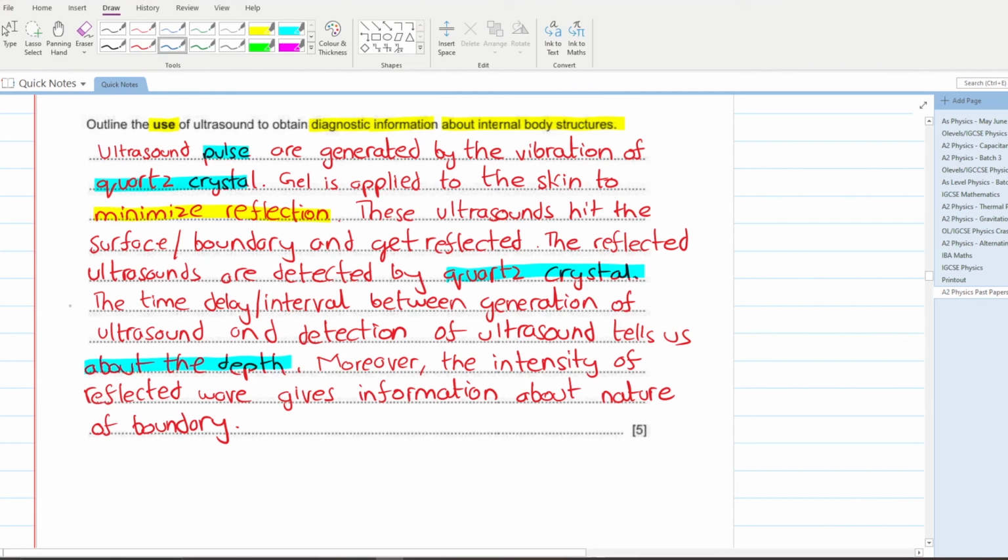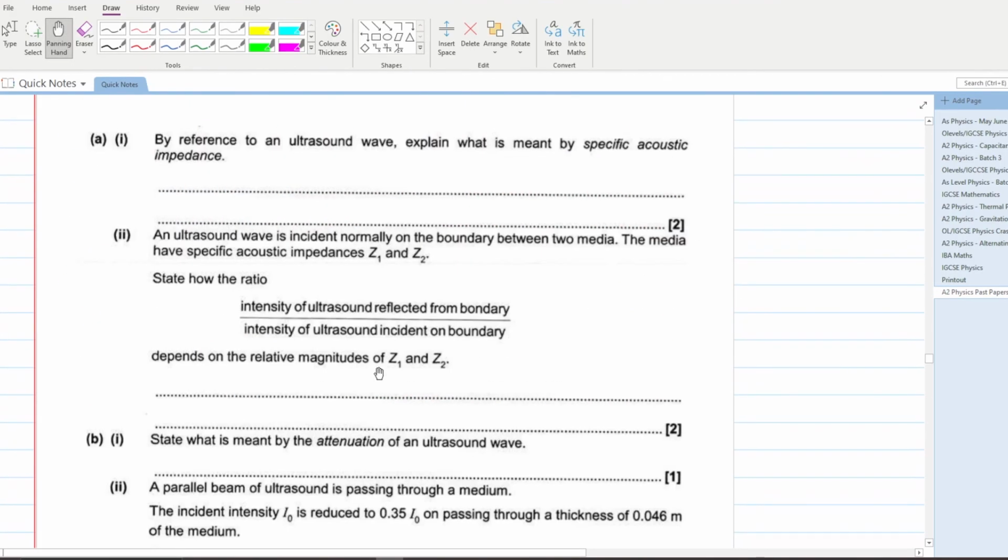So there are two things which ultrasound tells us. One is the depth, and how do we get to know about the depth? By the time delay or interval between the generation and detection. What is the second thing we get to know? We get the intensity of the reflected wave. This gives us information about the nature of the boundary. Simple. So let's further move ahead. Let's see this question. By reference to an ultrasound wave, explain what is meant by specific acoustic impedance. We have done this 1,000 times now. You can copy the definition from the above questions.